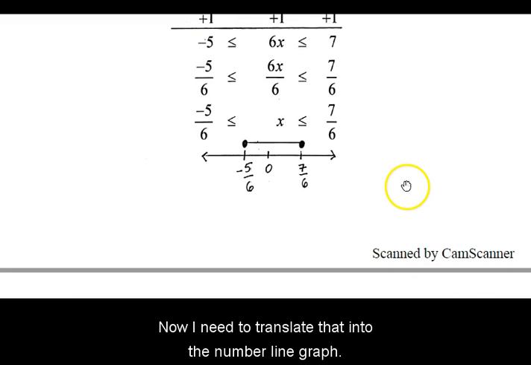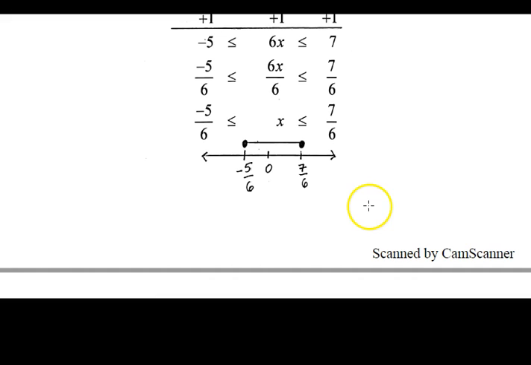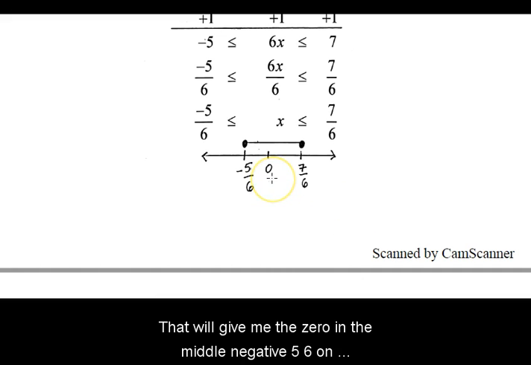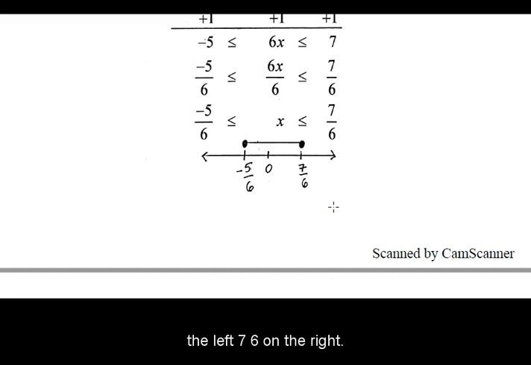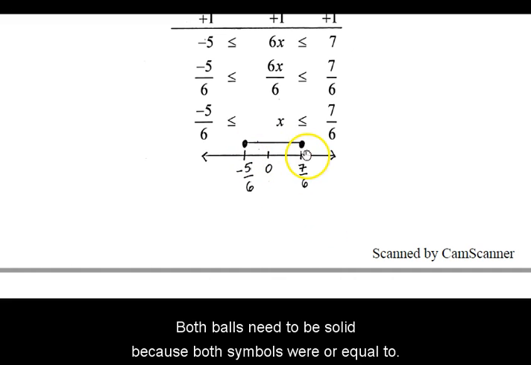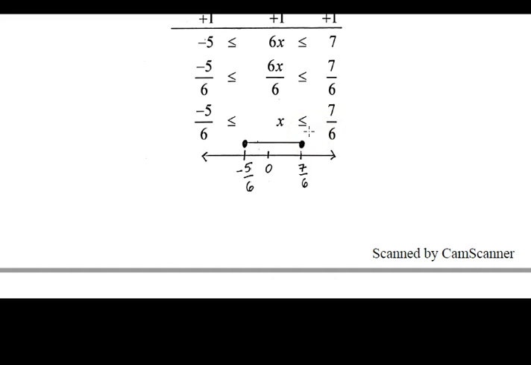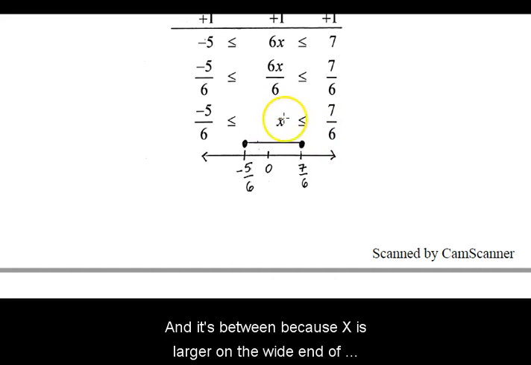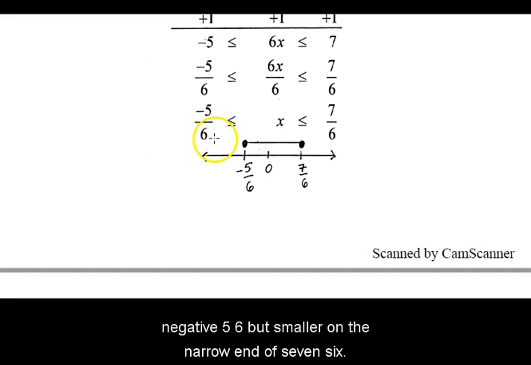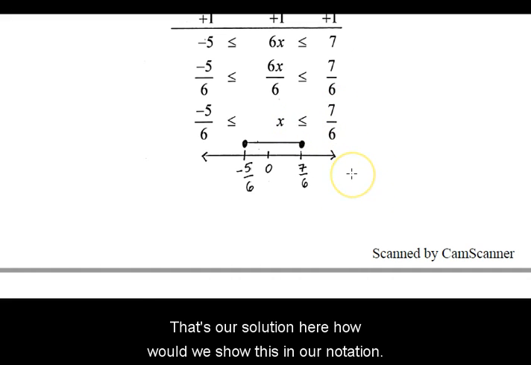Now I need to translate that into the number line graph. That will give me the 0 in the middle, -5/6 on the left, 7/6 on the right. Both balls need to be solid because both symbols were or equal to. And it's between because x is larger on the wide end of -5/6, but smaller on the narrow end of 7/6. That's our solution here.